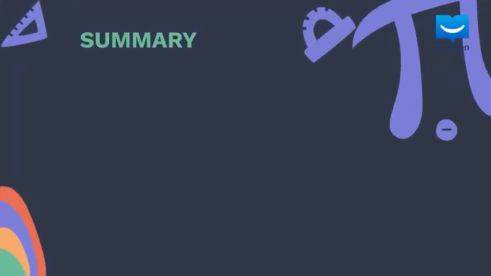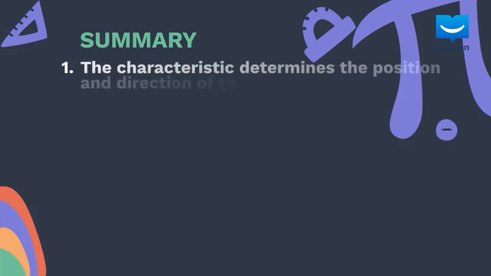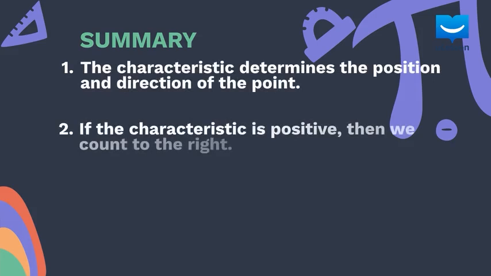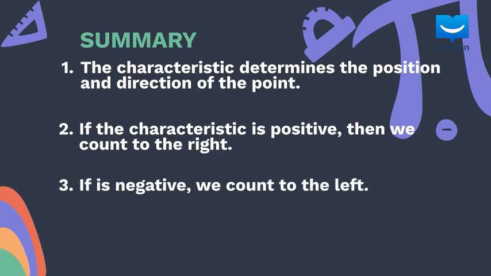In summary, we have reviewed the use of logarithm and anti-logarithm tables. However, one thing you mustn't forget when doing anti-log is that the characteristic determines the position and direction of the point. In other words, if the characteristic is positive, then we count it to the right, while if it is negative, we count it to the left. Don't forget that.